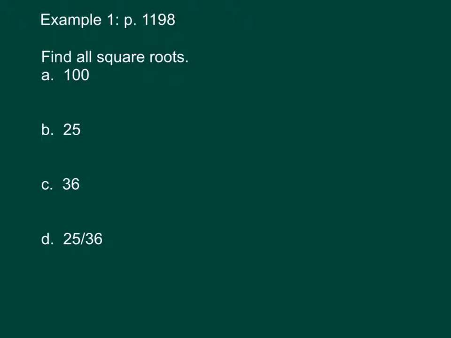So the square root of 100 means what number times itself gives me 100? Well, 10. But also negative 10 times negative 10 gives me 100, because a negative times a negative is a positive. So for B, the square root of 25 is going to be negative 5 and positive 5, because negative 5 times negative 5 is 25, and 5 times 5 is 25. On C, the square root of 36 is negative 6 and 6.